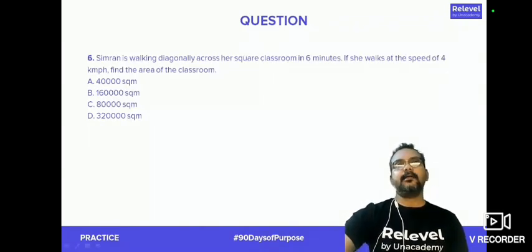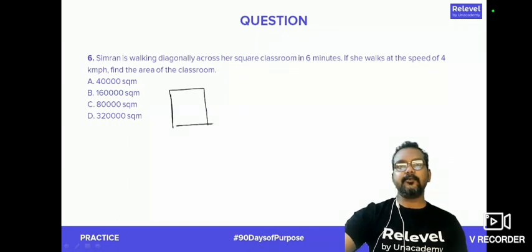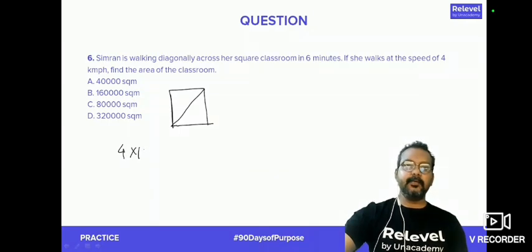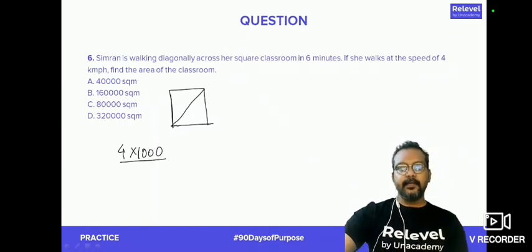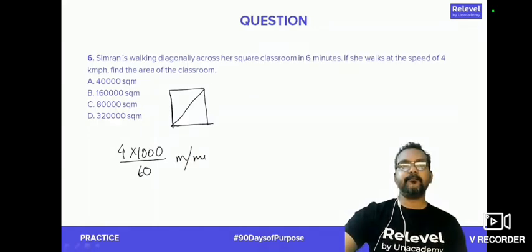Number 6. Simran is walking diagonally along her square classroom in 6 minutes. Walk at a speed of 4 kilometers per hour. So 4 kilometers per hour converted to meters per minute, because the answers are all in meters. So 4 kilometers is 4,000 meters. This is in hours, so converting it to minutes would be divided by 60. So this is meters per minute. In 6 minutes you have covered this. So multiplied with 6 minutes, that will give you the length. So that clearly becomes 400 meters. So the diagonal length is 400.